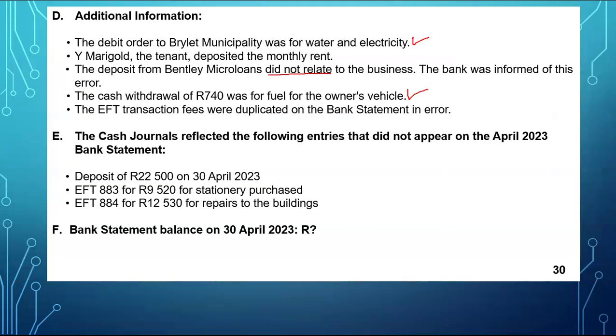All right. The cash journals reflected the following entries that did not appear on the April 2023 bank statement. So these were in the cash journals, whether CRJ or CPJ, but they were not in the bank statement. The first one is the deposit of 22,500. This was definitely in the CRJ. And since it was in the CRJ, it must have been recorded on the credit side of the bank statement, and it wasn't.